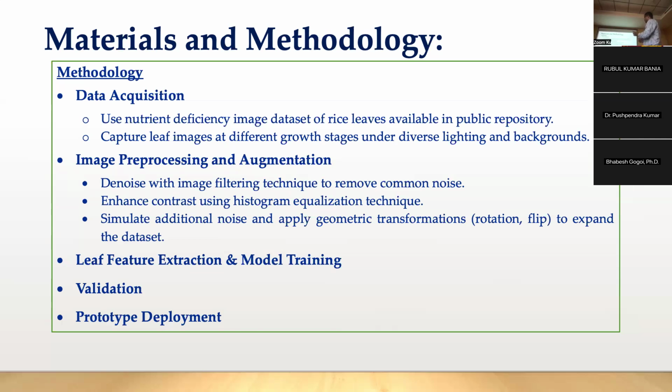Then image pre-processing and augmentation. We denoise with image filtering techniques to remove common noise, then enhance contrast using histogram equalization techniques, then simulate additional noise and apply geometric transformations like rotation or flip to expand the dataset. So this is image processing and augmentation. Then we'll go for leaf feature extraction and model training, then validation, and finally we'll deploy a prototype for farmers.